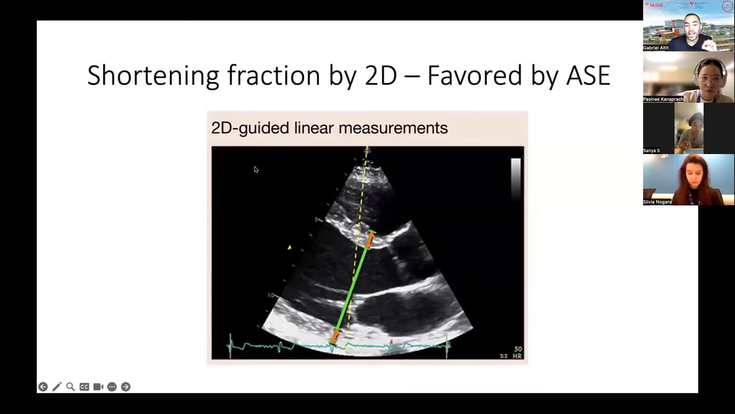The American Society of Echocardiography, in the adult and pediatric world, actually recommends that we don't use the M mode and that we use the B mode to calculate these things. So a lot of the literature in the adult and pediatric world is starting to use the B mode for that, okay? This is a GE image.